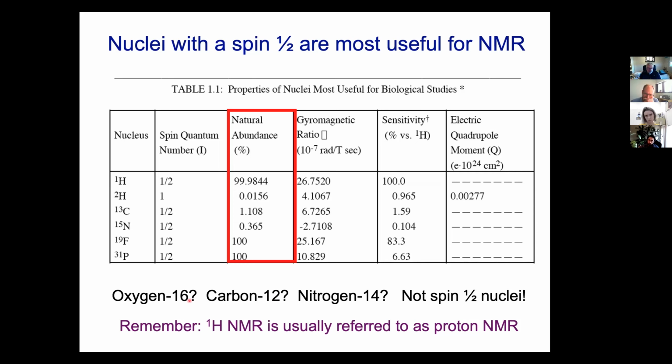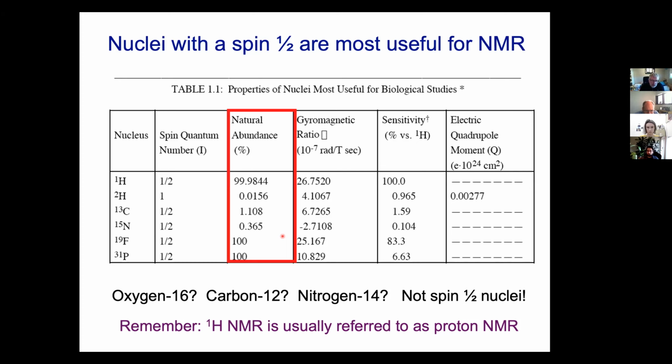Oxygen 16 is another case. There's no oxygen on the list here. We can't look at oxygen by NMR very well. There's no spin 1/2 nucleus for oxygen. And here's N15, nitrogen 15, only 0.365% abundant. The rest is N14, 99.7% is N14. Well, that's a quadrupolar nucleus, and quadrupolar nuclei are much more difficult to study. And so we rarely do it.